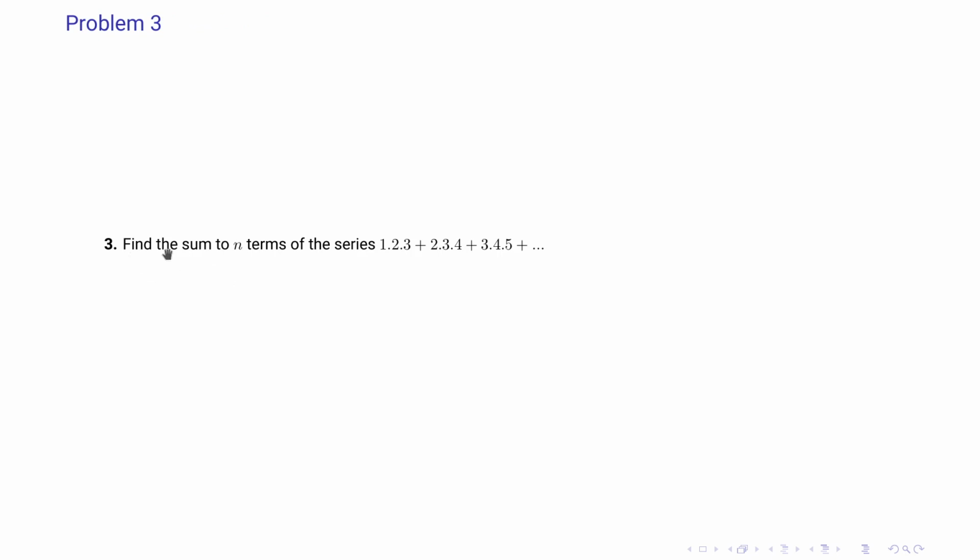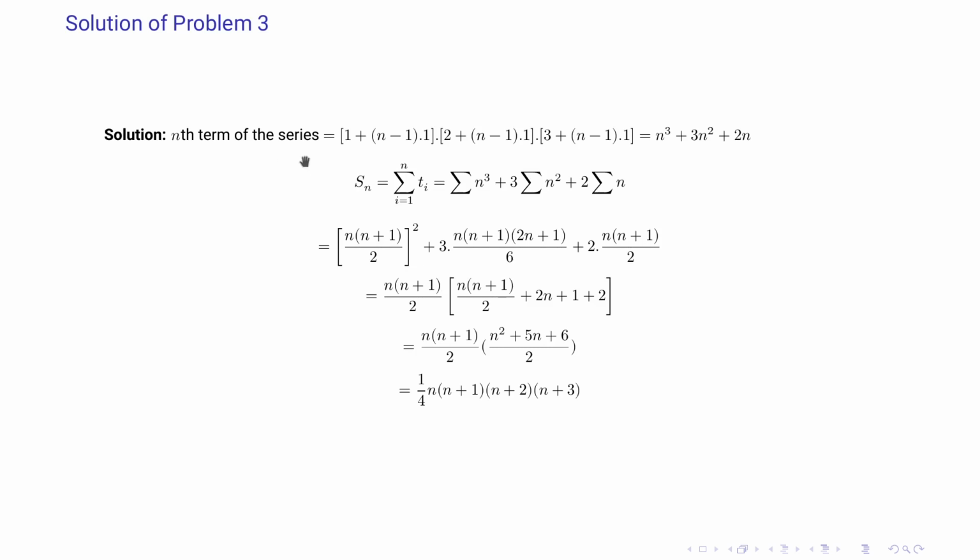Problem number 3 says: find the sum to n terms of the series 1.2.3 plus 2.3.4 plus 3.4.5 and so on. Here the nth term would be 1 plus n minus 1 into 1, that is n, multiplied with 2 plus n minus 1 into 1, that is n plus 1, and third is 3 plus n minus 1 into 1, that is n plus 2. So the nth term would be n into n plus 1 into n plus 2, that is n cubed plus 3n square plus 2n.